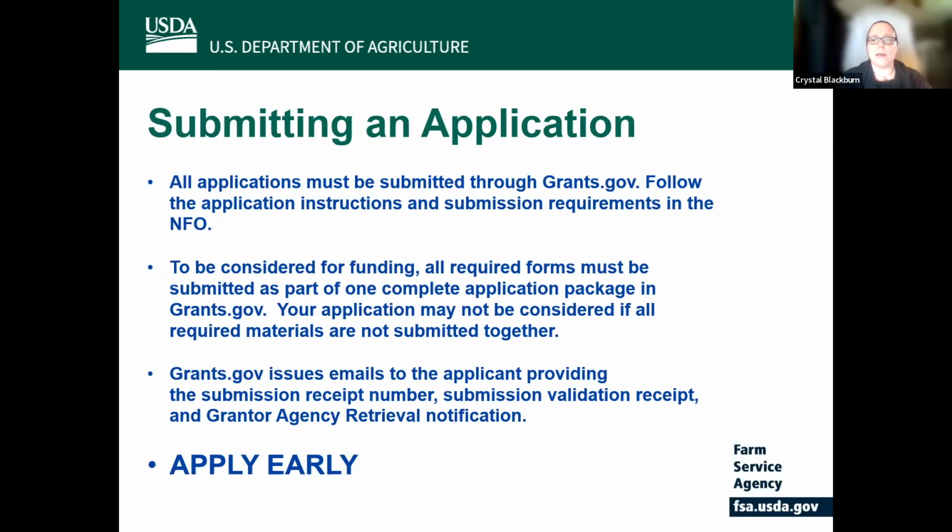Grants.gov issues emails to you after you submit an application. It'll give you a receipt number. It'll assign a number to the grant. It'll send you a message to let you know that it was successfully submitted. And then once the agency logs into grants.gov and downloads those applications, you'll get one final email confirming that.